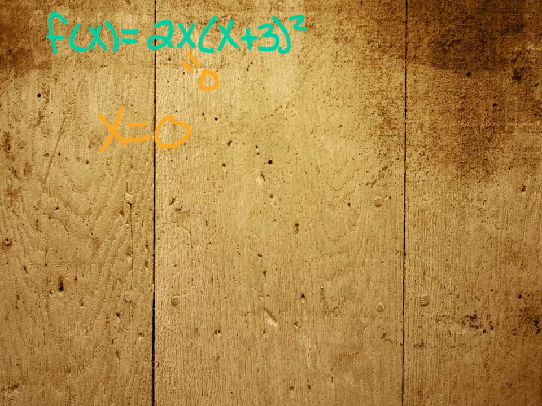Still can't see this color either. My goodness. Let's just change it to bright yellow. And if I set that factor equal to 0, I get x equals -3. And there's something special about this one. Because it's squared, it's actually in there twice. So we say that this 0, -3, has a multiplicity of 2.